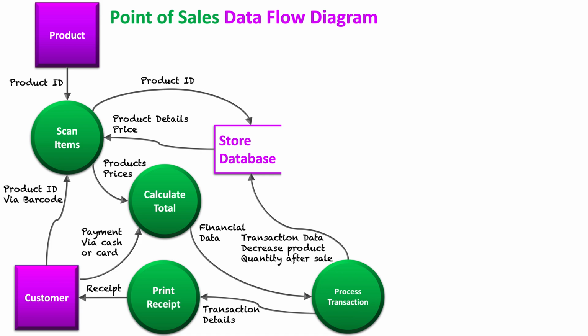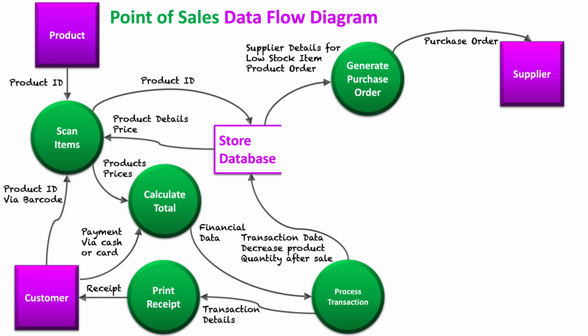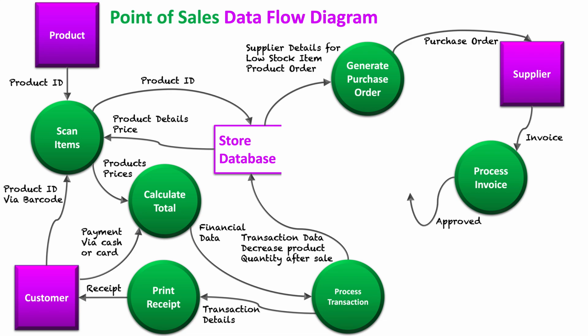more. So from the store database, we're going to retrieve the supplier details for the low stock item and perhaps an already generated product order, which is used to order products. There might be one set up for each product for specific suppliers that we always order the same amount when the stock gets low. It will be used to generate the purchase order, which is then going to be sent to the supplier. As said, the supplier is going to then send back an invoice. And then the system needs to process that invoice. They need to approve that invoice and then pay the supplier.